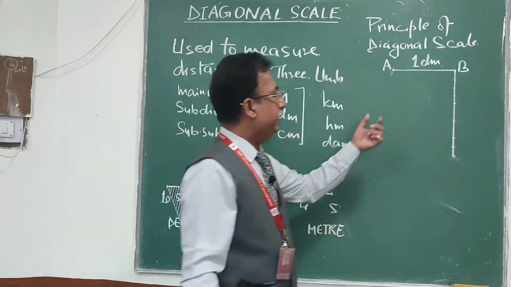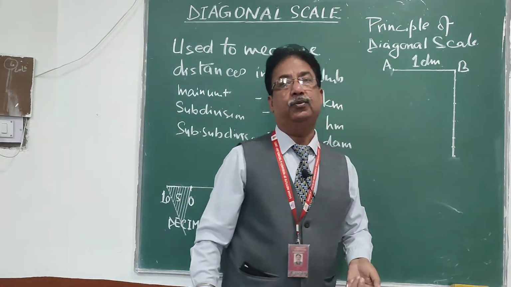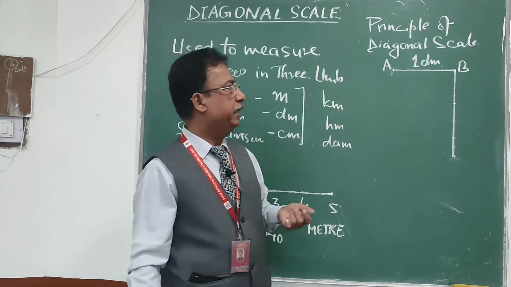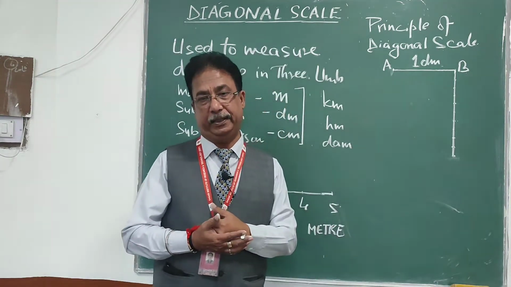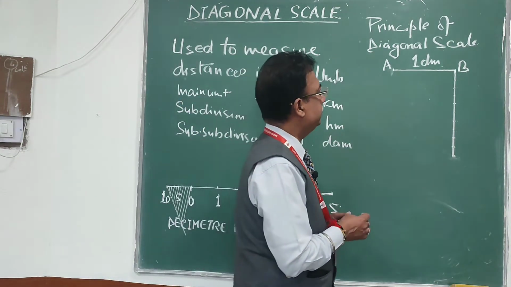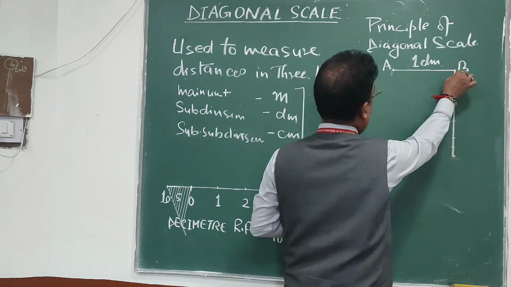And it is really not possible to divide this line into 10 parts. So what I am going to do is draw lines which are shorter than this 1 decimeter length. So look at the concept. What is the concept? Initially we have drawn this line AB.